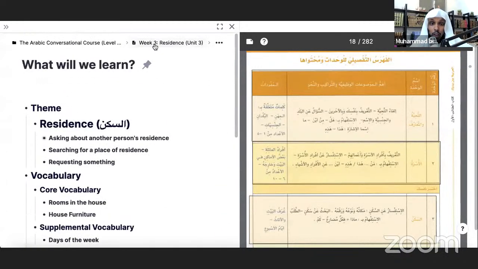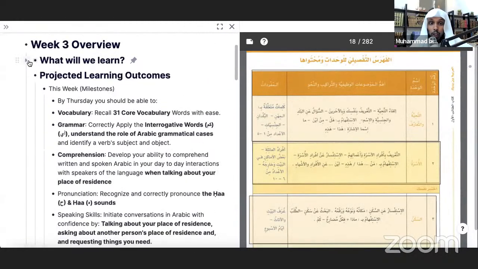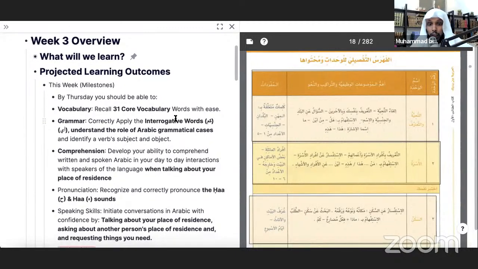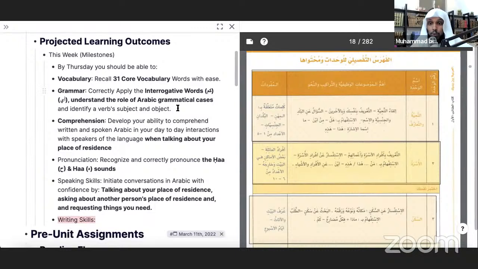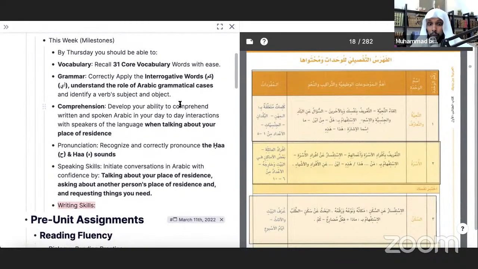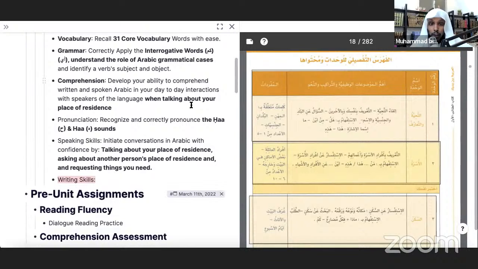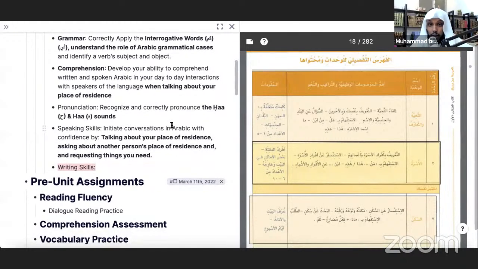So this is a quick overview of what we are going to learn this week. We start off with the projected learning outcomes. By the end of this week, you should be able to recall another 31 core vocabulary. In terms of grammar, those interrogative words kam and ay, and understanding the role of Arabic grammatical cases. In terms of comprehension, you should develop the ability to comprehend written and spoken Arabic in your day-to-day interactions with speakers of the language when talking about your place of residence particularly.